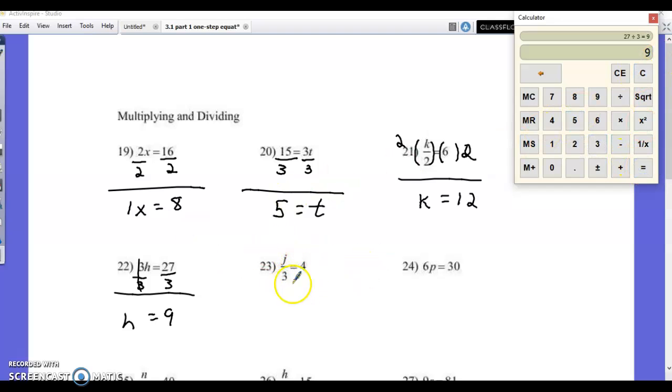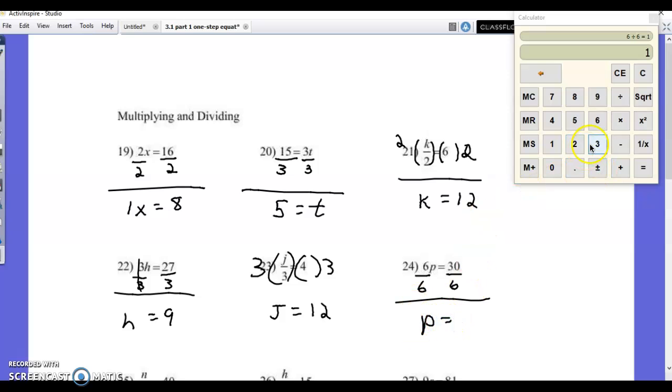Here we have another fraction set up as a division problem, so we're going to do the opposite, which is multiply. We're going to multiply by that denominator. We're going to multiply this by 3. This would be just j equals 12. Here we have multiplication, so we're going to undo it by dividing. Again, 6 divided by 6 equals 1, so that's why we can write 1p or just p here equals, and then again, use your calculator if you need to. 30 divided by 6, that gives us, of course, 5.